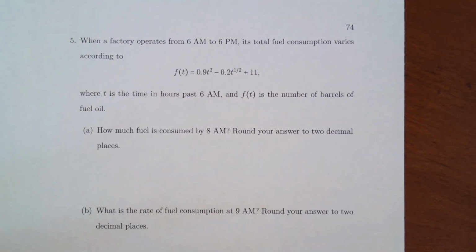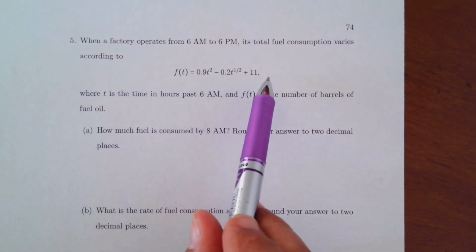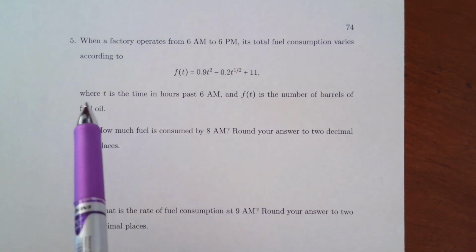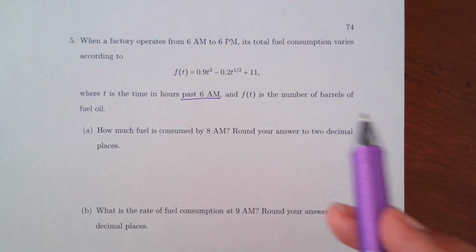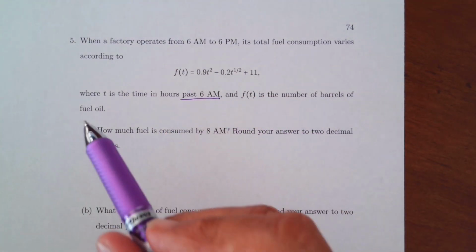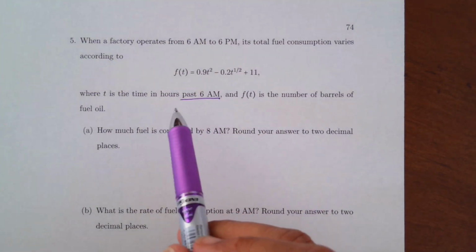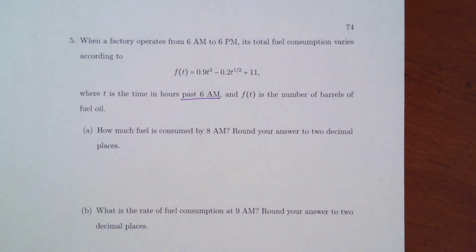Okay, number 5 says, when a factory operates from 6 a.m. to 6 p.m., its total fuel consumption varies according to this formula: f of t equals 0.9 t squared minus 0.2 t to the 1/2 plus 11, where t is the time in hours past 6 a.m. That's important. And f of t is the number of barrels of fuel oil. Okay, so barrels over hours. How many barrels per hour would be a rate? Okay, barrels per hour. So part A says, how much fuel is consumed by 8 a.m.?